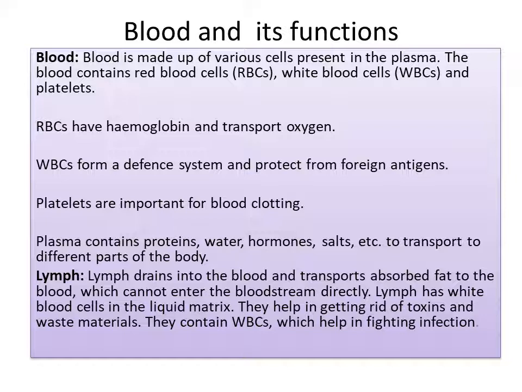WBCs, they are the soldiers of the body. They help in increasing the immunity. They provide defense to our body, and they protect us from any foreign body entering our body. Platelets are very important as they are the important factor for clotting. Blood clotting is impossible without platelets. Then comes another important component of blood, which is plasma. Plasma is the matrix in which all these three types of solid cells are moving.